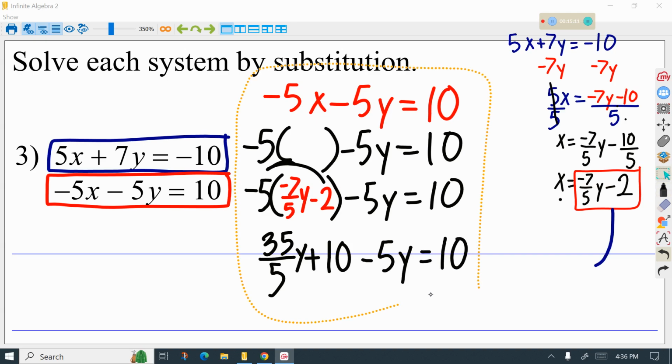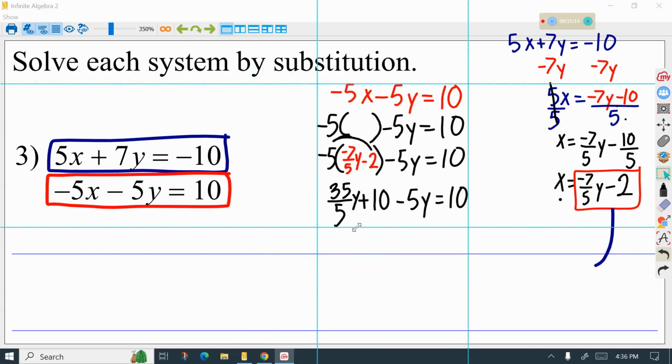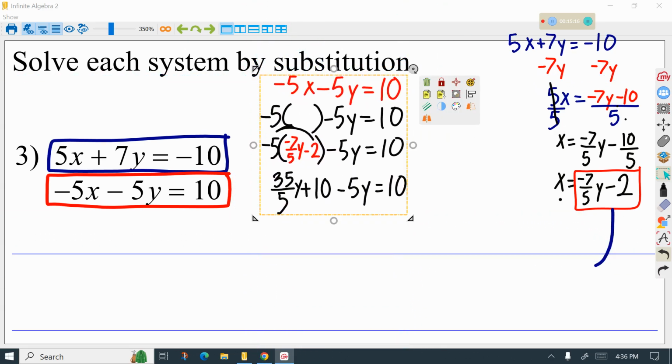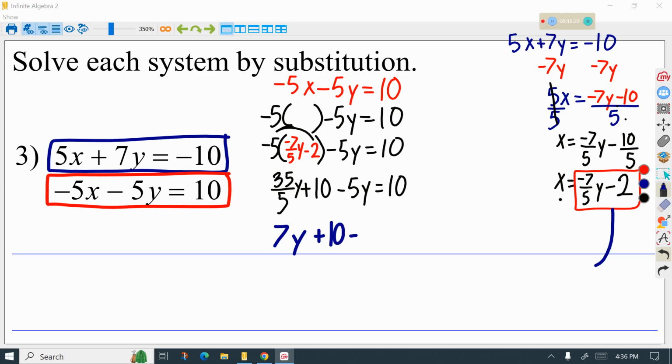The distributive property has been done, but we still have a little bit of simplification to do, and that's what happens when you get fractions. You've got to do the baby steps, right? So 35 divided by 5 is 7, so we have 7y plus 10 minus 5y equals 10, okay? We want to combine the like terms. The ones that are like terms here are the y's, 7y and 5y. We call those like terms because they are alike, right? They both have a y in them. So we have to do 7y minus 5y, okay? And by now you guys should know that that is 2y.